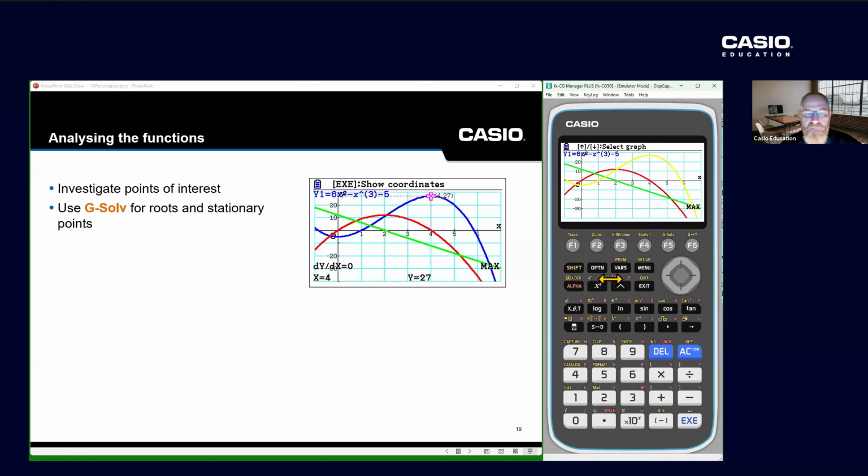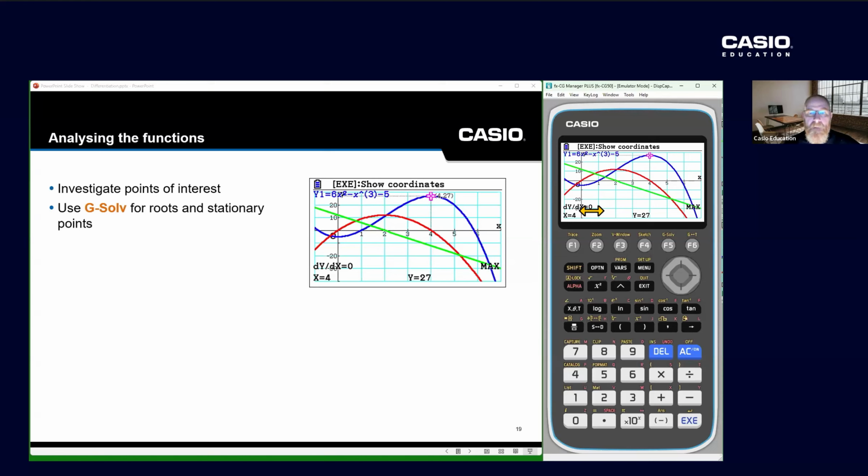Now, because there's more than one function being sketched, you need to choose which one to analyze. It always starts with y1, so that's flashing. That's the one I want, so I select it with execute. And you can see that the maximum occurs at x equals 4, and it has a position of 27, which we saw using the table values earlier. We also have dy dx given, so that demonstrates that the gradient at that point is 0.